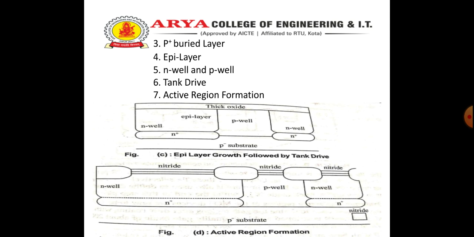Now, seventh, active region formation. All oxide is removed from the surface and a thin pad oxide is formed and capped by a poly layer and then a thick deposited nitride.